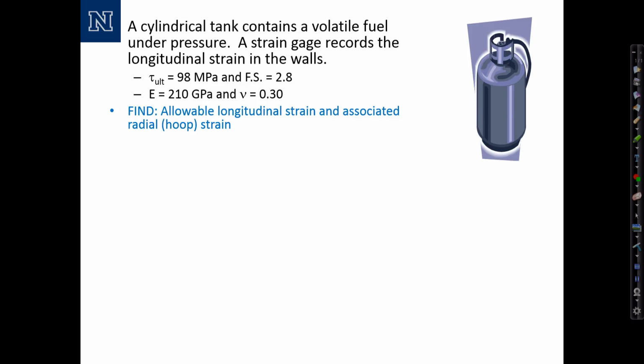Okay, so I'll summarize. Find epsilon longitudinal and epsilon hoop. And if we make a little picture of our pressure vessel and a stress block along the walls, the longitudinal direction will be our longitudinal stress and longitudinal strain. The radial direction will be our hoop stress and associated hoop strain, epsilon hoop.